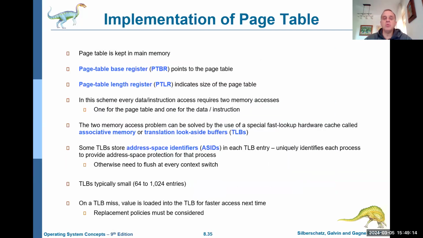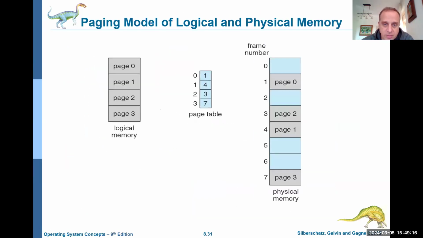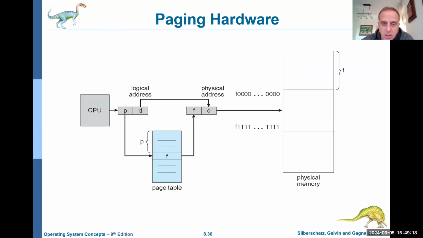Now, there's a problem with this whole setup, which is that in order to read something from memory, I have to do 2 reads. Because first I have to read from the page table to find out where it really is, and then I read it. That's 2 memory reads. And memory reads are slow. So we'd like to save some time.